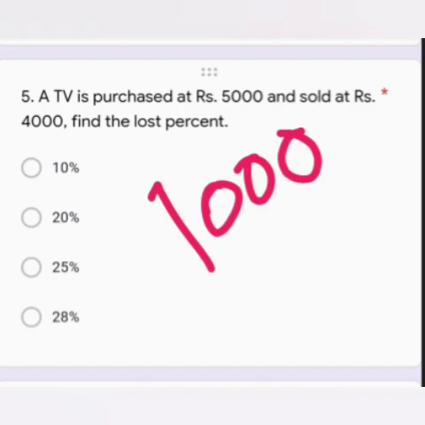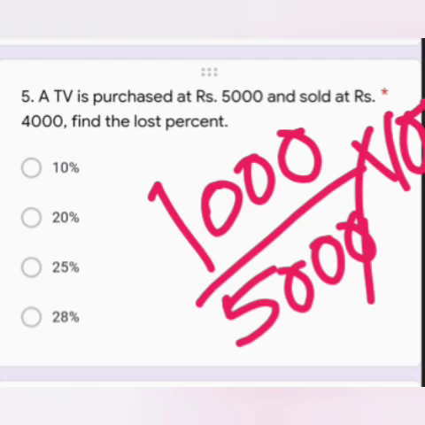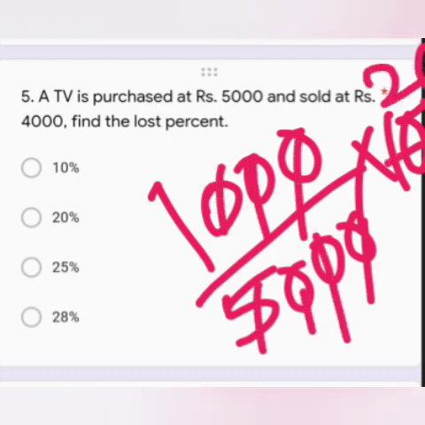Now see 1000 is a loss and your CP is how much? CP is, see TV purchased at 5000. So CP is 5000 into 100. Okay. So see 1, 2, 3, 1, 2, 3. 5 ones are 5 and 5 twenties are 100. So the answer is 20%. That is B. Okay.